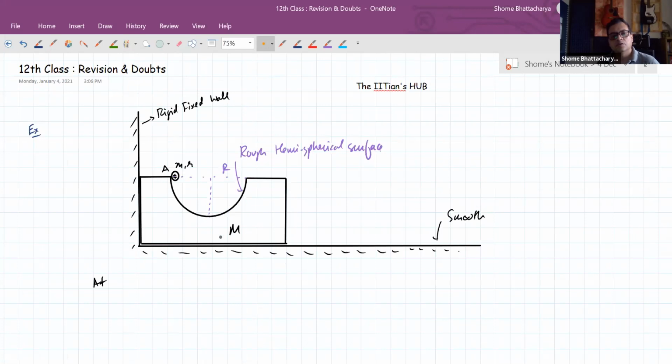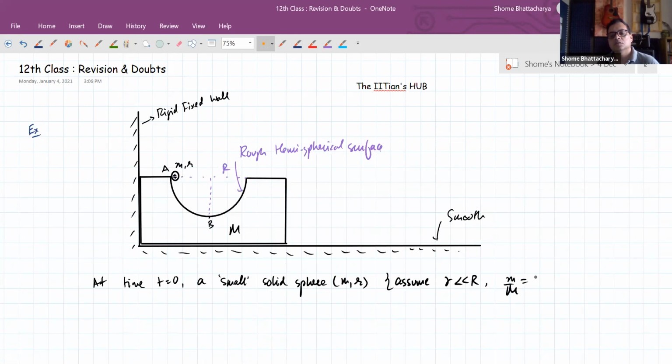So this point is like this. Okay. So at time t equal to 0, a small solid sphere of mass m and radius r. Okay. Assume r is very small compared to capital R. Okay. And the m by M ratio is 1 by 6. Okay. So the mass of the sphere is 1/6 the mass of the wedge.